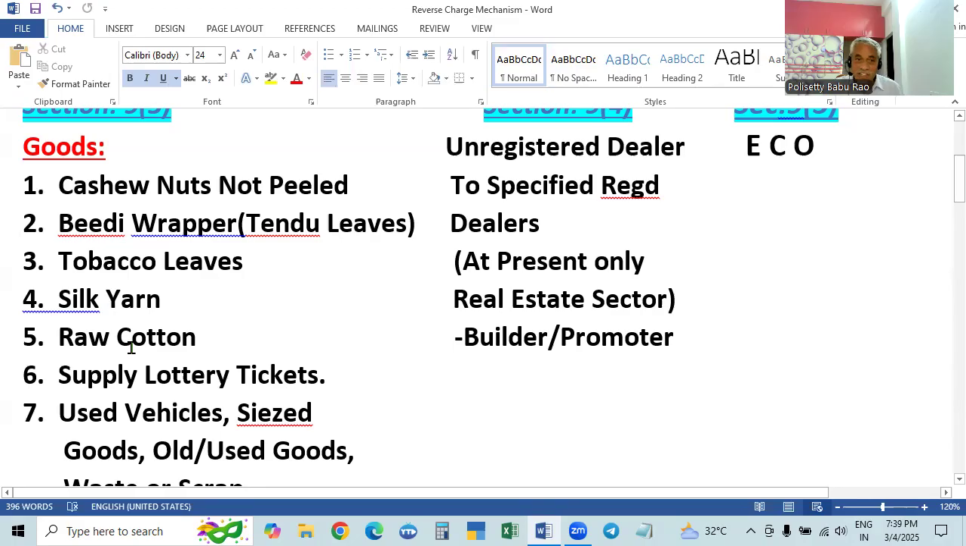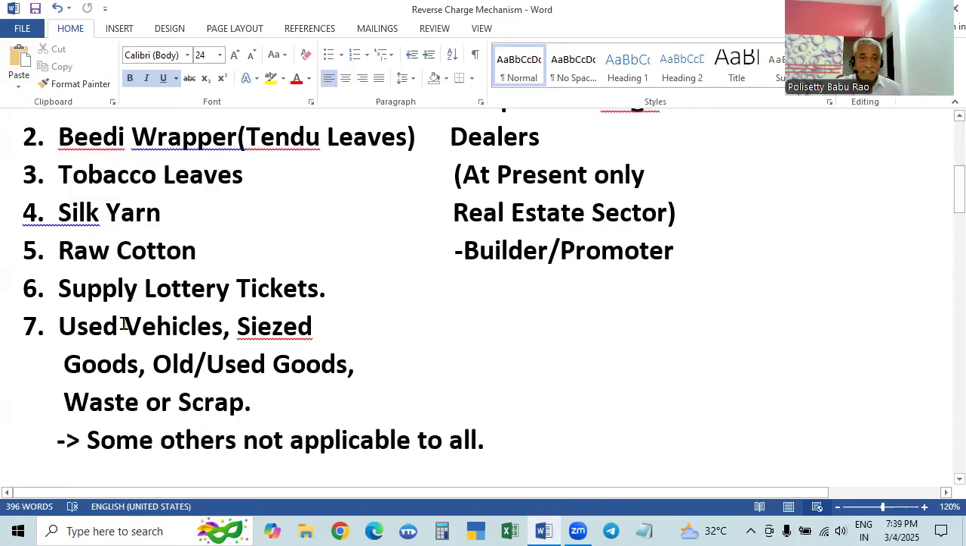So they will not have registration, and they cannot collect tax. These sales are made by the agriculturists. And then the supply of lottery tickets. Generally, governments conduct the lotteries, and the government supplies the lottery tickets to the dealers or distributors. So when the government supplies, it comes under the reverse charge mechanism.